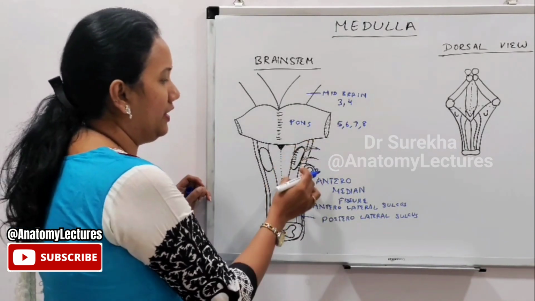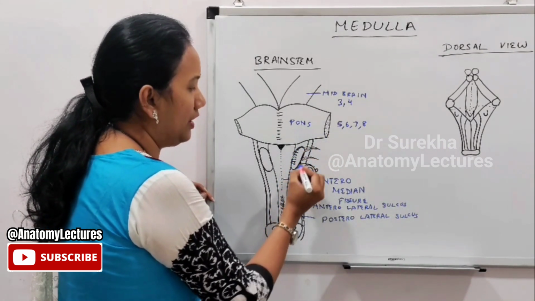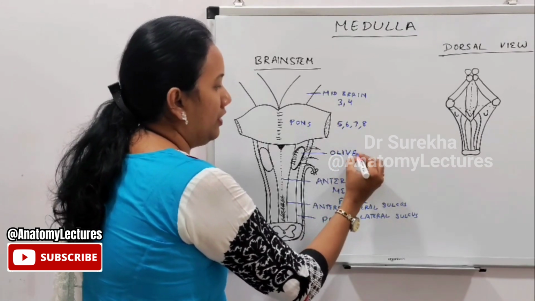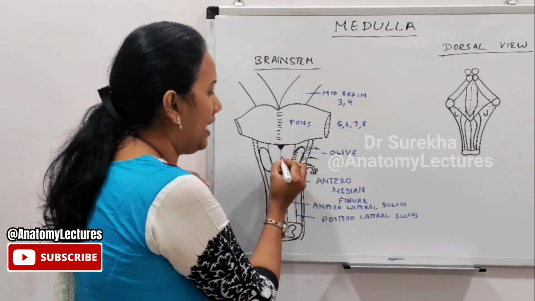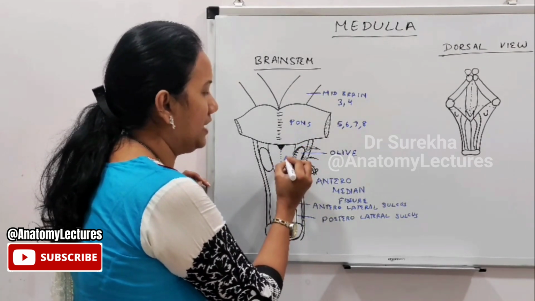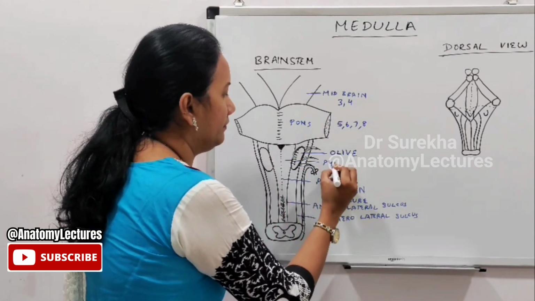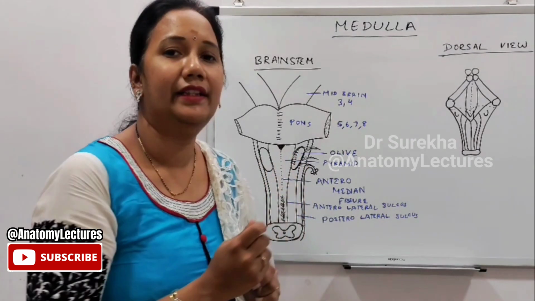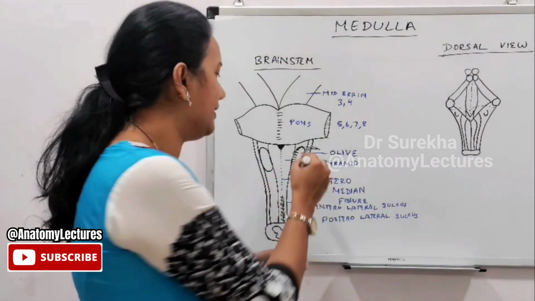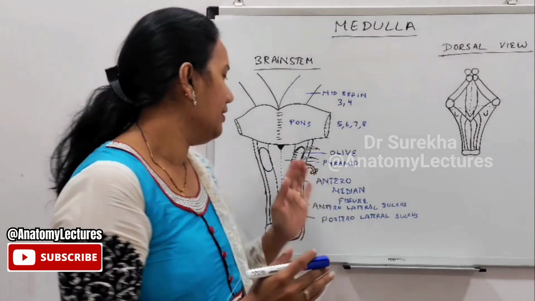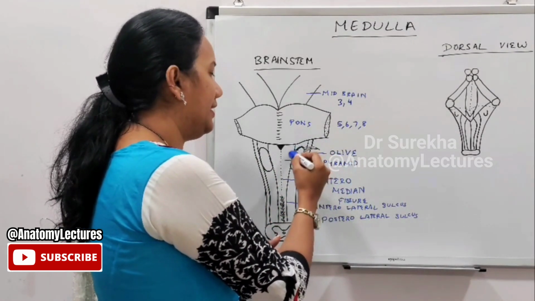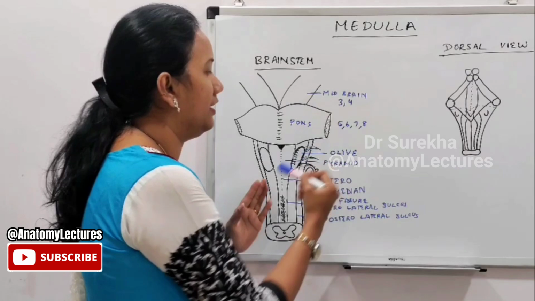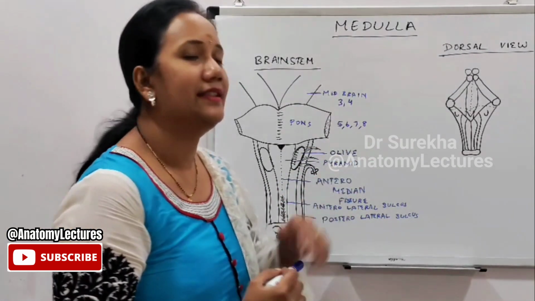Now if you look carefully, in the upper half you can see an oval elevation. This is referred to as the olive. The part of the medulla present between the anteromedian fissure and the olive is referred to as the pyramid. It is called the pyramid because it is formed by the corticospinal tract, or pyramidal tract. This elevation is formed by the underlying pyramidal tract. The olive, this oval swelling between the anterolateral sulcus and the posterolateral sulcus, overlies the olivary nucleus. That is why it is given the name olive.